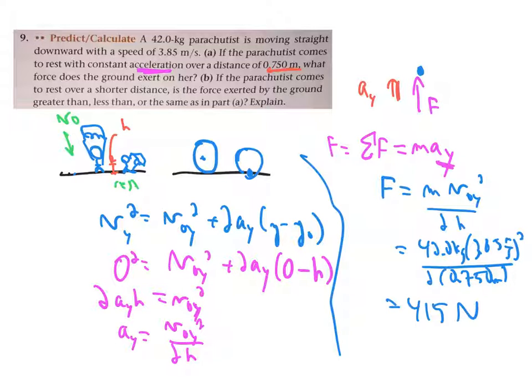But we can still answer part B, and we can say, if the parachutist comes to rest over a shorter distance, then h would be smaller. So this would be a smaller number, but I'm 1 over that, which would mean this would have to be a larger number. As h goes down, h decreasing implies F increases. The shorter the distance you stop over, the harder it is to stop, the more the ground has to push on you. So that's fine.